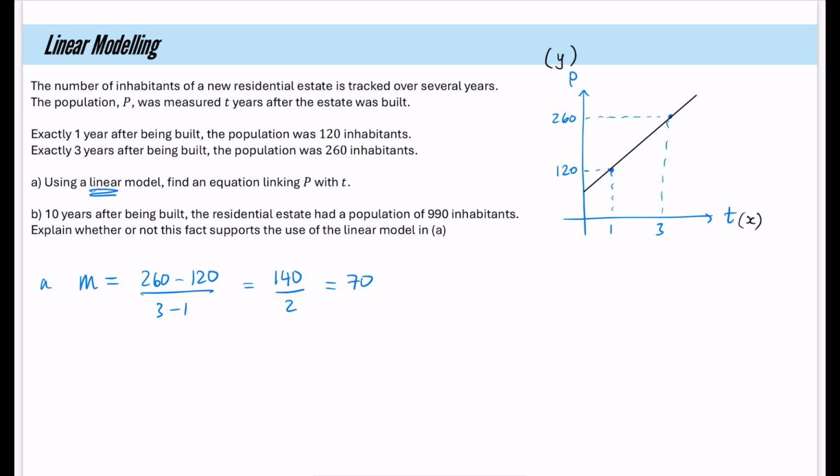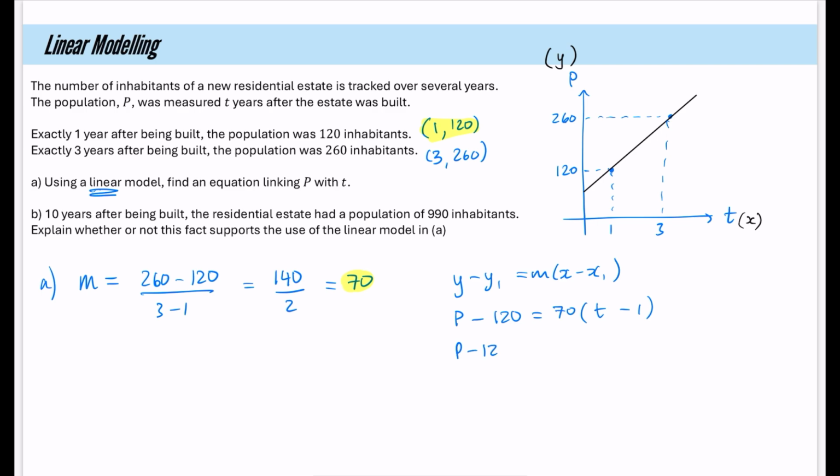So that's not even the end of part A. We've got the gradient. We can say that one of the coordinates is (1, 120) and this is (3, 260). You can use either of these, but I'll probably do this one because it's a bit easier. It's usually y minus y1 equals m brackets x minus x1. But instead of y, we're going to have P. So it will be P minus 120 equals 70, T instead of x, minus 1.